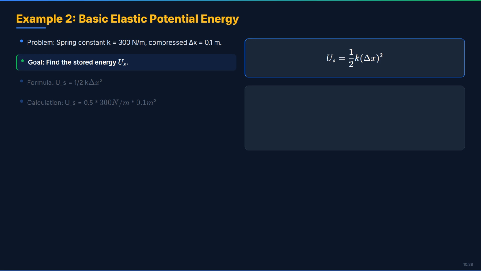Next, we multiply 0.5 by 300, which is 150. Finally, we multiply 150 by 0.01. This results in 1.5. The unit is joules. So, the compressed spring stores 1.5 joules of elastic potential energy. Notice how the units cancel out to leave joules.